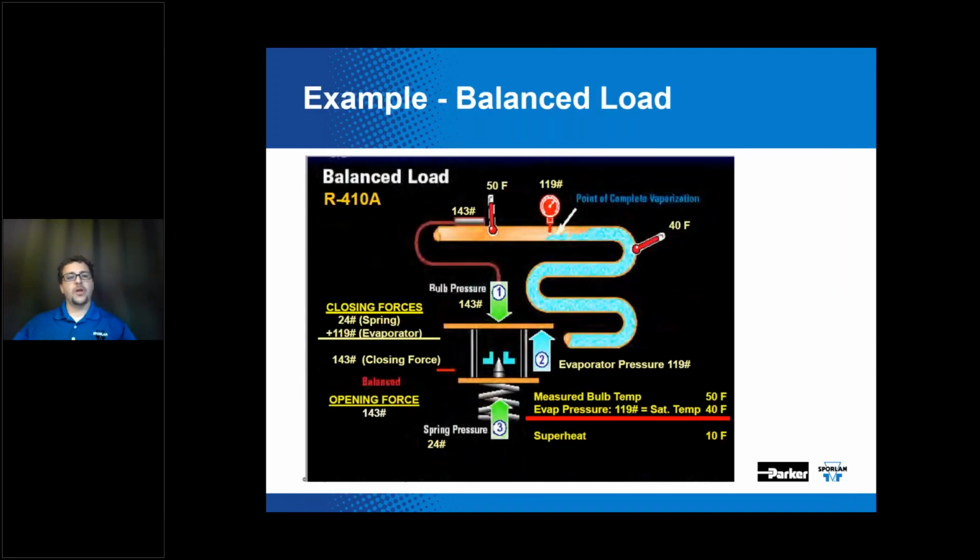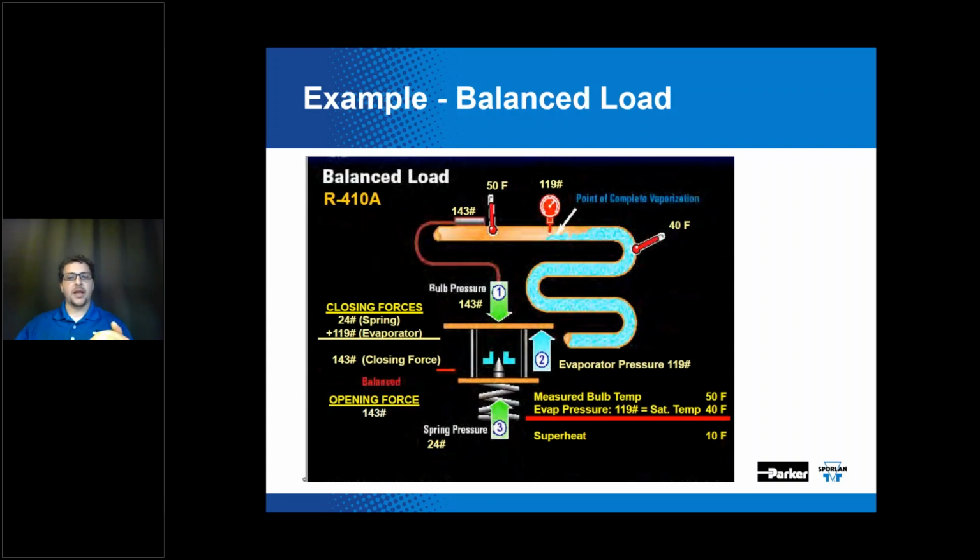All right, so now that we've broken that down, I want to show you a real example that's going to tie this all together on the operation of it and how it controls superheat. In this example, we've got R410A refrigerant. We've got a balanced load, and so we have a 40-degree evaporator temp. That's our saturation temperature inside the evaporator, which is very common for an air conditioning system. Looking at the PT card for R410A, you'd see that a 40-degree evaporator corresponds to 119 pounds evaporator pressure, which is acting on the bottom side of the diaphragm.